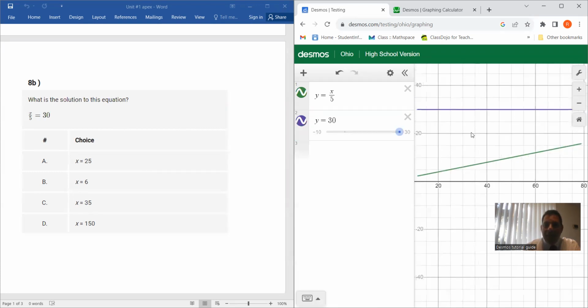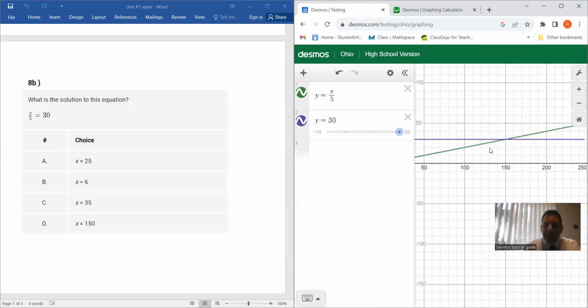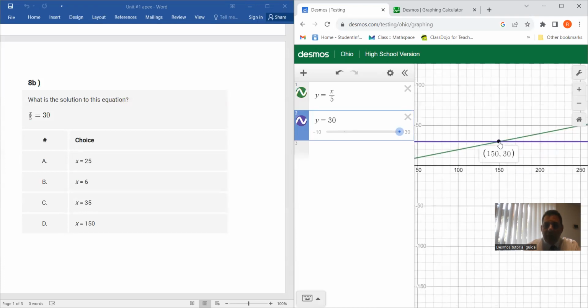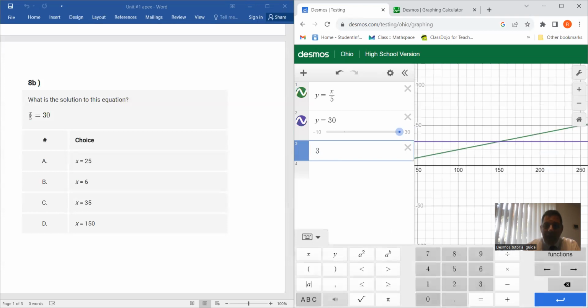Now, there's the green line, and you might have to really play around with the window there. You realize for this, x is 150, and that should make sense because x is being divided by 5. The opposite of dividing by 5 is, of course, multiplying by 5. So some of these you may actually get faster with pencil and paper, but it's not bad to check those on Desmos.